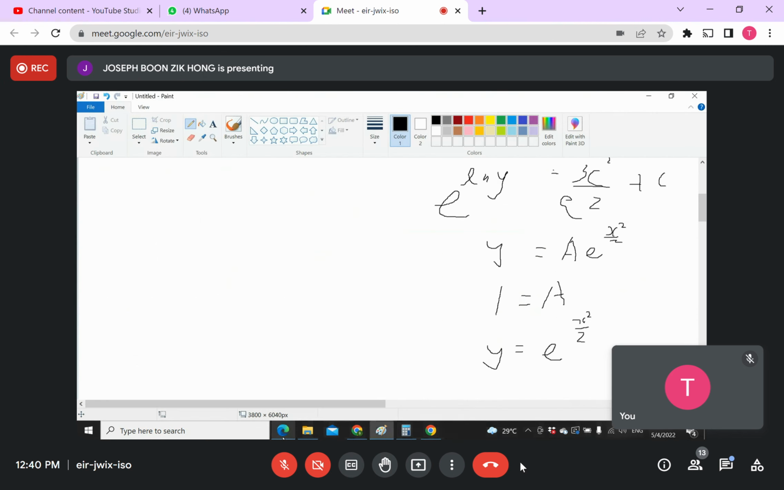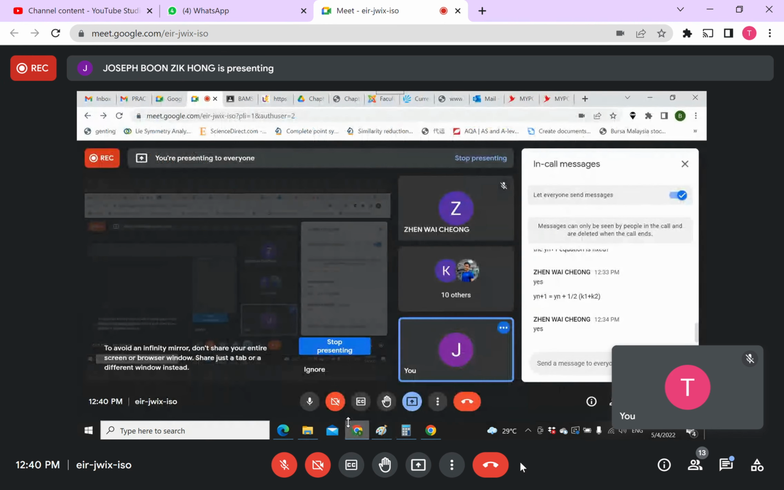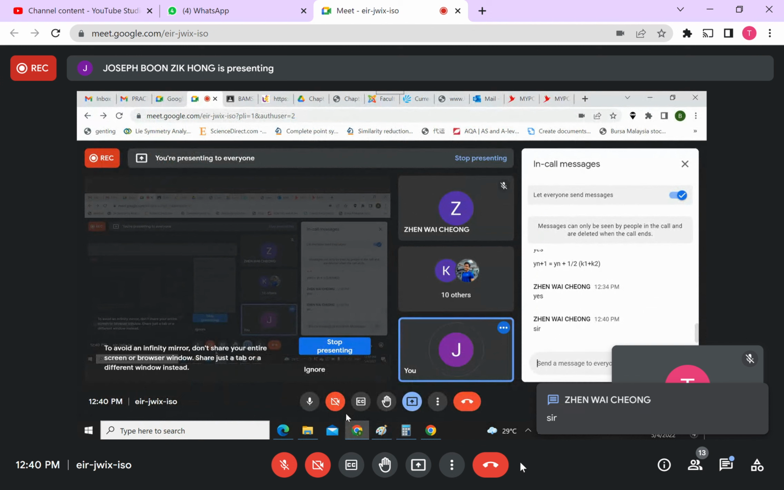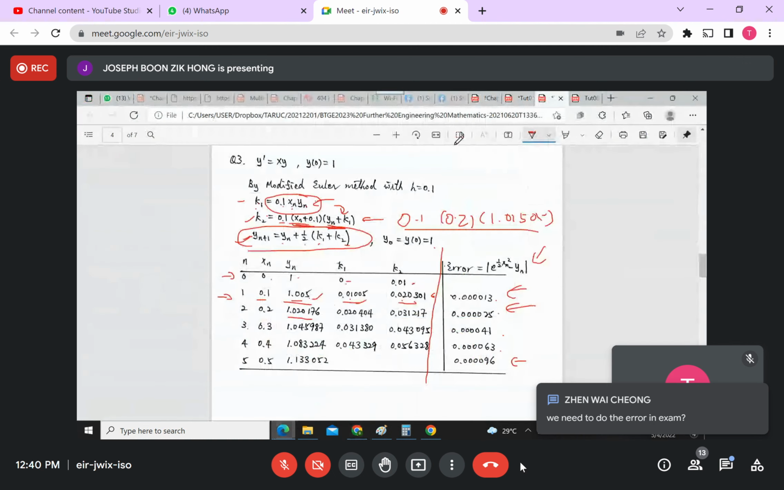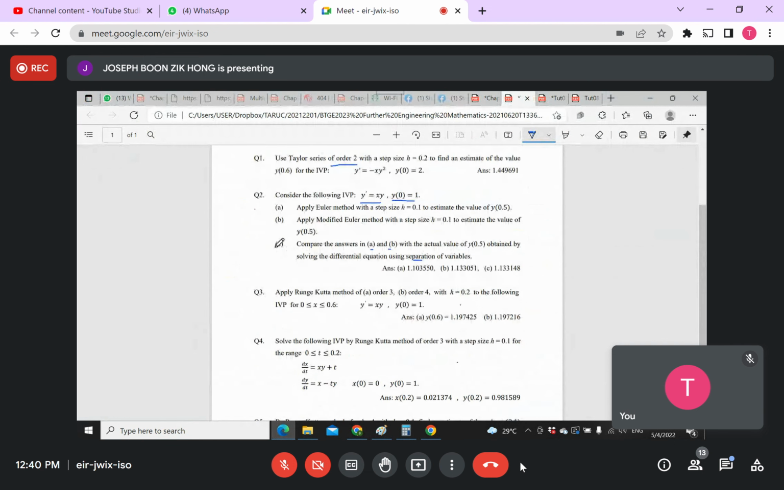Any questions? Yes. It depends on the question, because these questions ask us to compare the answer with the actual value. So that's why you need to find the error. If the question doesn't ask you to compare, then you don't need to find the error.